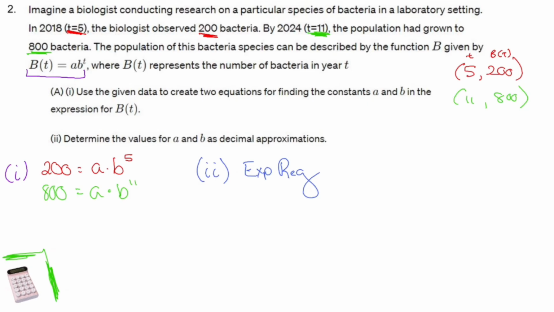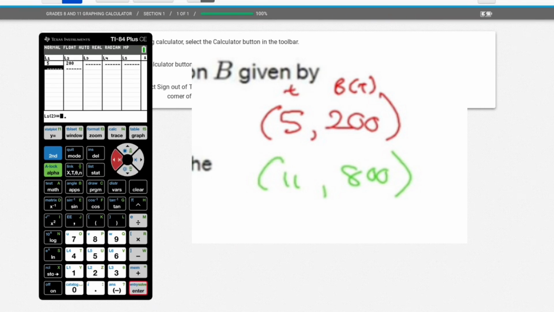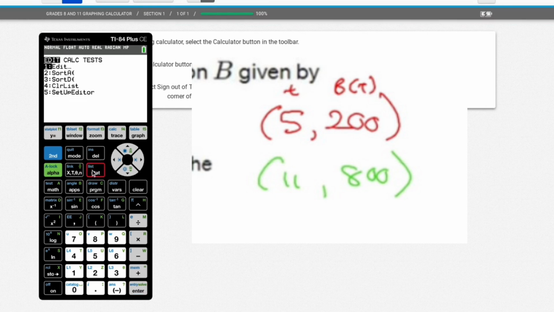Be right back. Exponential regression starts out just like any regular regression problem. We go to Stat, Edit, and type in our points. We had 5 matching up with 200, and 11 matching up with 800. Got those backwards, could have been dangerous. When we're done with our two points, and that's all we have, we go to Stat, Calc, all the way down, I think, to 0, which is exponential regression. Yep, 0 is exponential regression.